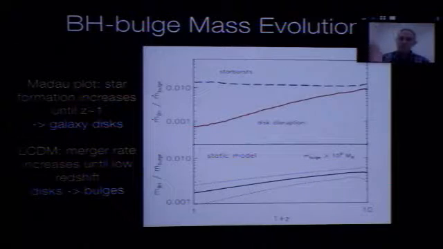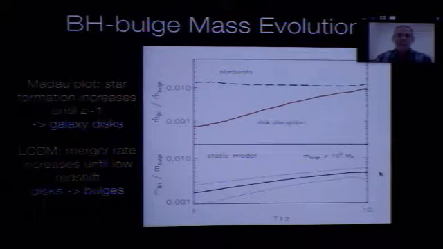This is the Madau plot. So stars are forming in galaxy disks. But in lambda CDM, the merger rate dramatically increases at low redshift. There's hierarchical assembly, so disks turn into bulges all the way down to redshift 0, and that accelerates beyond redshift 1. And this drives this growth here.